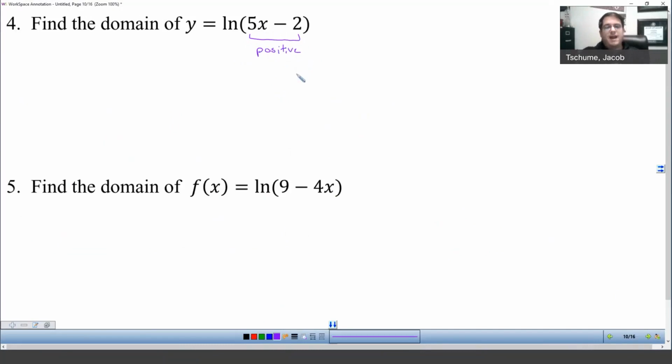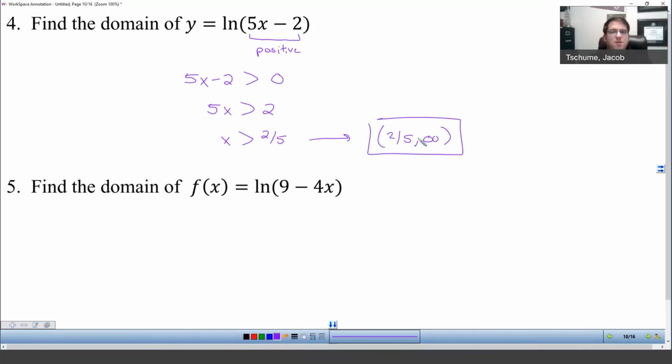And what you should remember is that in mathematics, how we represent positive numbers is we can say that 5x minus 2 must be greater than 0. Remember, it cannot equal 0 because you can't have a 0 inside the logarithm. If you solve for x here, if I add 2 to both sides, 5x would be greater than 2. And if you divide both sides by 5, you will get x is greater than 2/5. When you write that in interval notation, that would be from 2/5 to infinity, and that would be the domain of this logarithmic function.